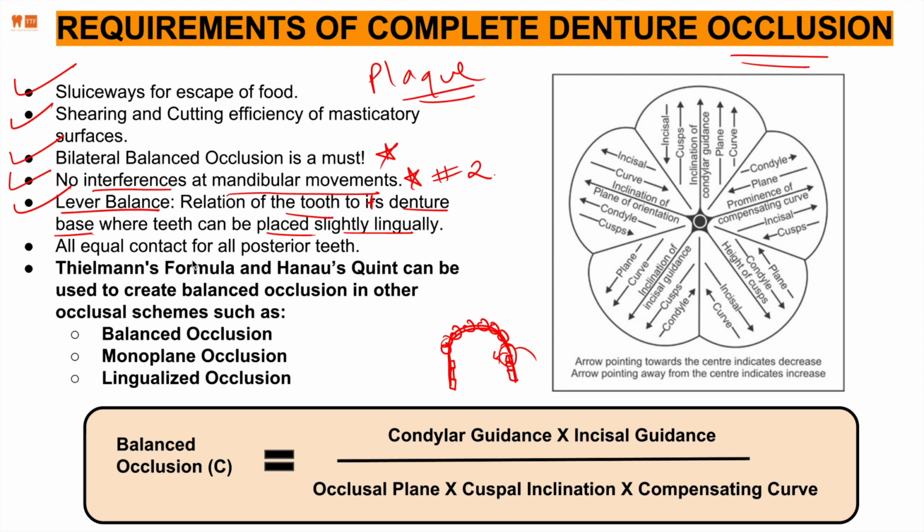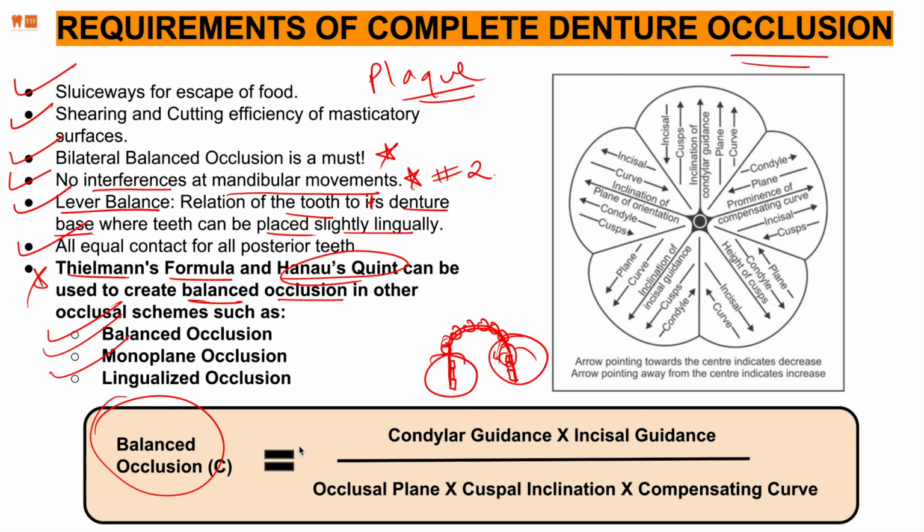All equal contacts for all posterior teeth. All of these with the counterpart in maxilla, they have to be touching each other. And then comes the Thielman's formula, the Hanau's quint, that can be used to create balanced occlusion in other occlusal schemes. So, balanced occlusion, monoplane, as well as lingualized occlusion can be used by Thielman's formula. All right. This formula is Thielman's formula, also known as Hanau's quint.